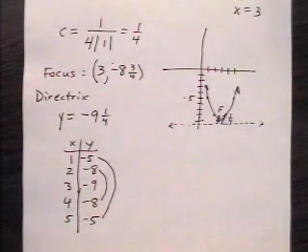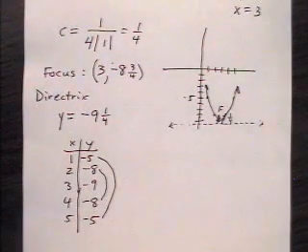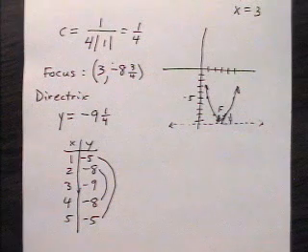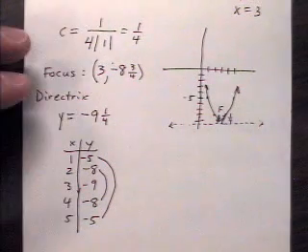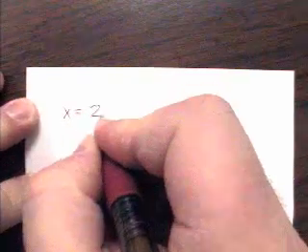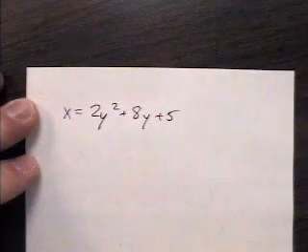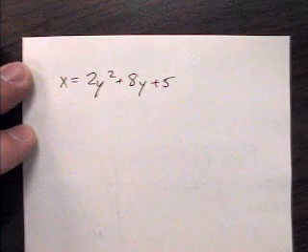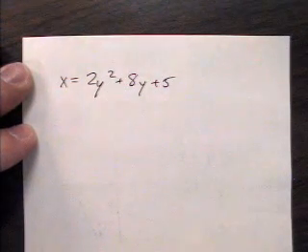When we start getting into the horizontal looking variety, that's switching things up a little bit. Let me see if I can give you an example of that. Suppose I started with x equals 2y squared plus 8y plus 5. And that was what I was asking you to graph and find all this other information about.